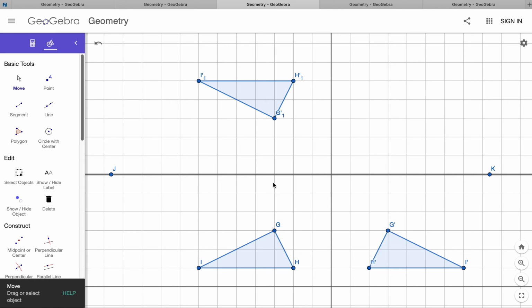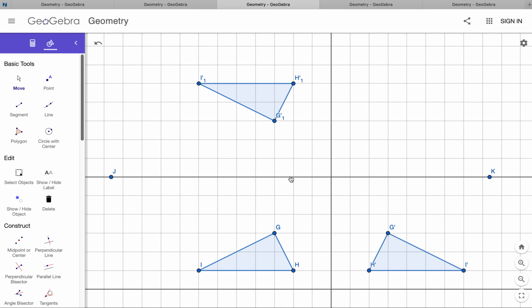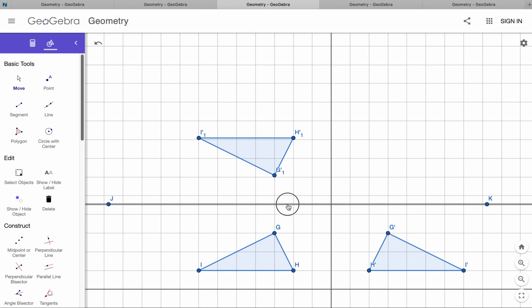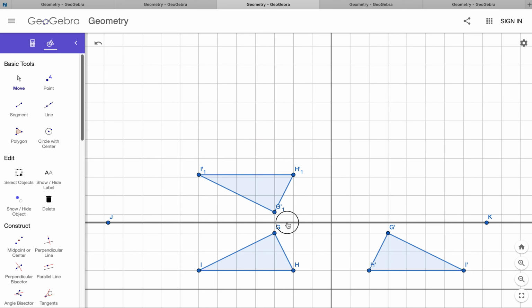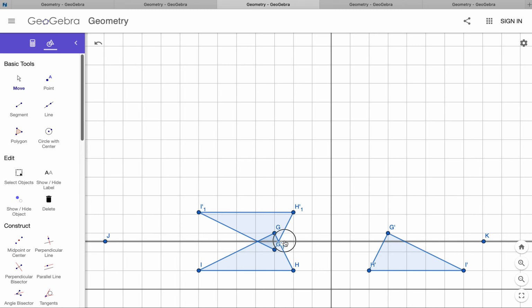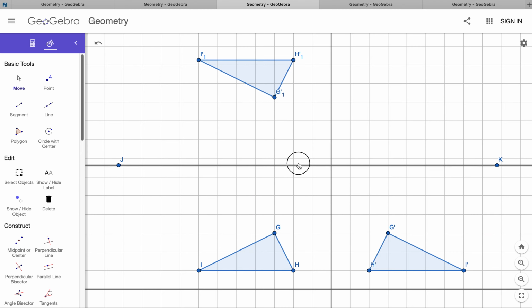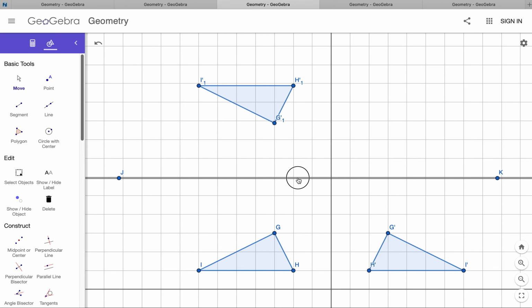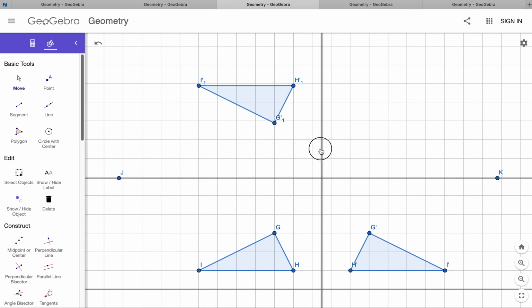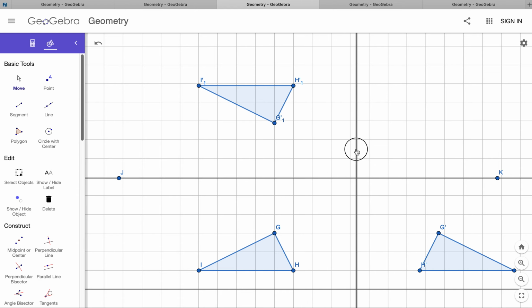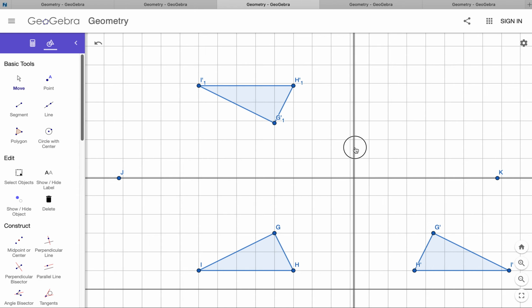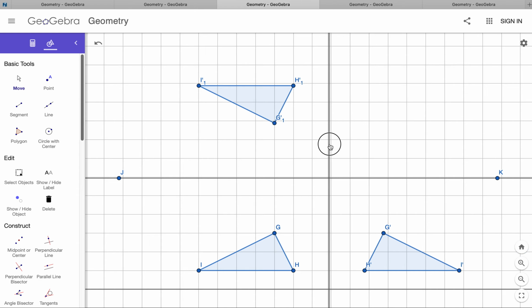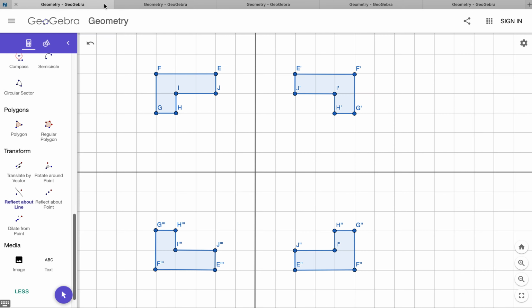And actually the cool thing is I can even take this line of reflection and I can move it. So if I move the line of reflection, I'm even moving the image associated with it. Okay, now that is pretty cool, right? Oh, I can move that line too. See? If I move the line, then I'm changing the distance the reflection is from the pre-image. So far, so good. Okay, so we did just a point, kind of an L-shaped thing.